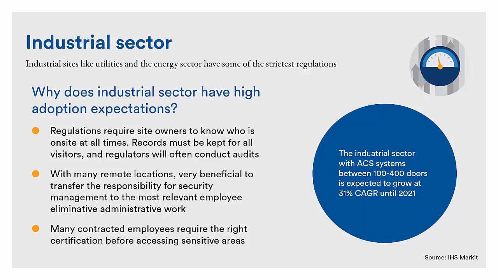Now, this sector with access control systems between 100 and 400 doors is expected to grow at a 31% compound annual growth rate until 2021. Again, these are global numbers. And a note that our interest earlier on for Genetec ClearID's investment into this specific category did come from the industrial sector. So we're seeing a very strong following from the industrial sector for identity and access management.